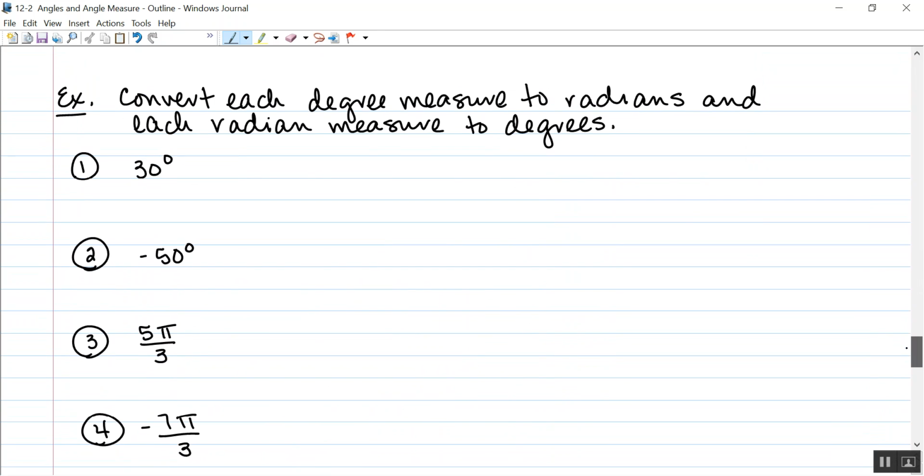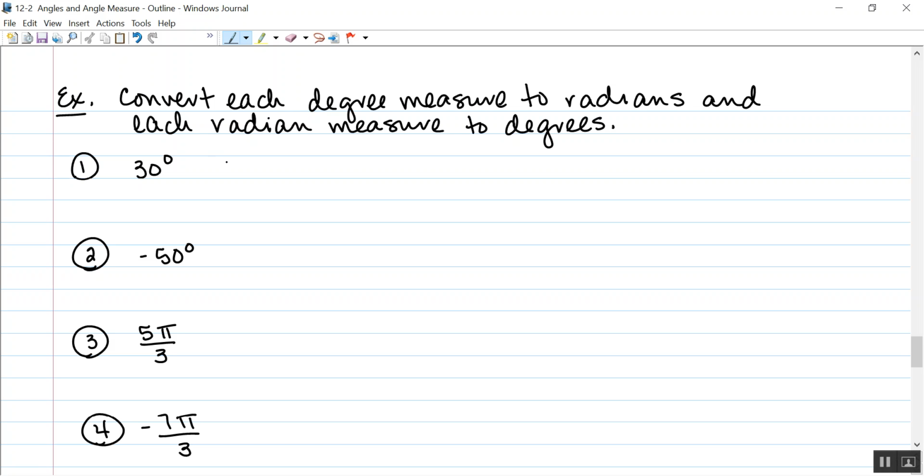Okay, and our last couple examples here, not our last example, I'm sorry, a couple examples here tell us to convert each degree measure to radians and each radian measure to degrees. So number one, we have 30 degrees. So I want this to be turned into radian measure. And notice that all of the radian measures have pi in them.